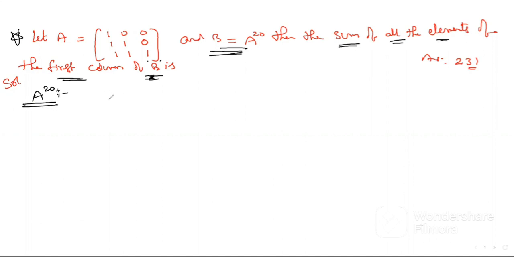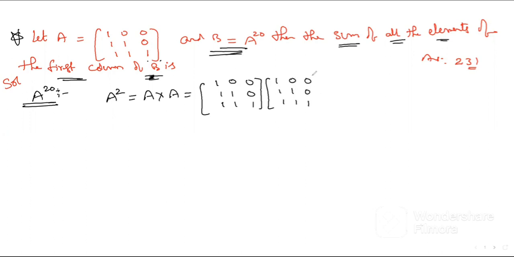So how do we find A to the power 20? First, find out the A square value: A into A. First write the A matrix and the A matrix. After multiplication, we get the first row multiplied with all columns: 1 0 0. The second row multiplied with all columns: 2 1 0. The third row multiplied with all columns: 3 2 1.